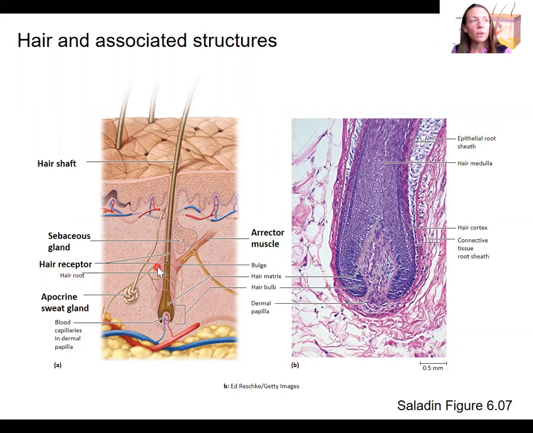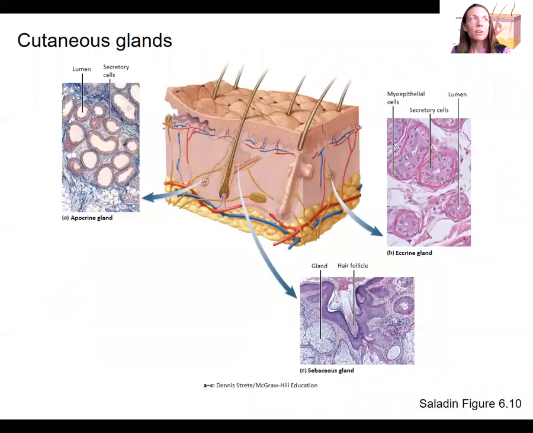There's also this sebaceous gland. That is an oil gland. So the oil that is associated with the hair. I'm actually going to wait on the rest of the glands for this next slide. So here are the cutaneous glands, which means glands associated with the skin. I'll have another video on glands in general after this.